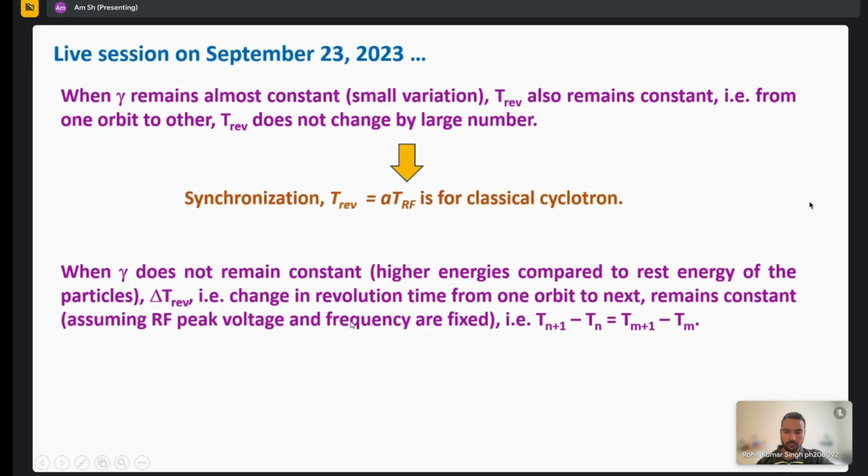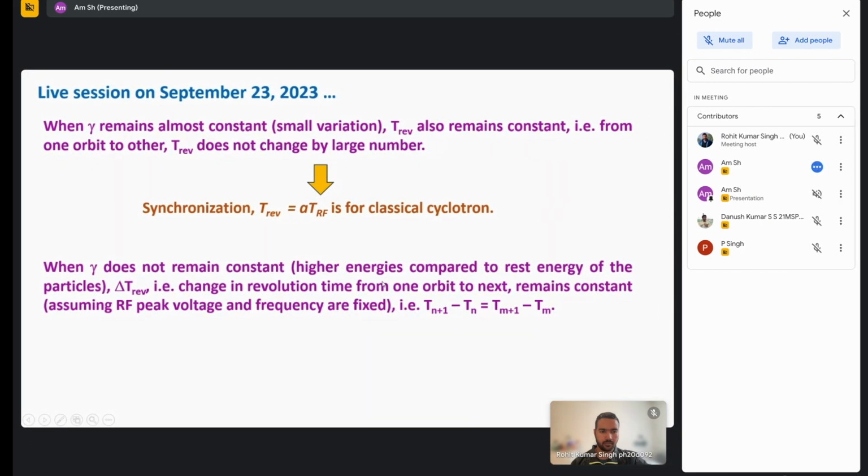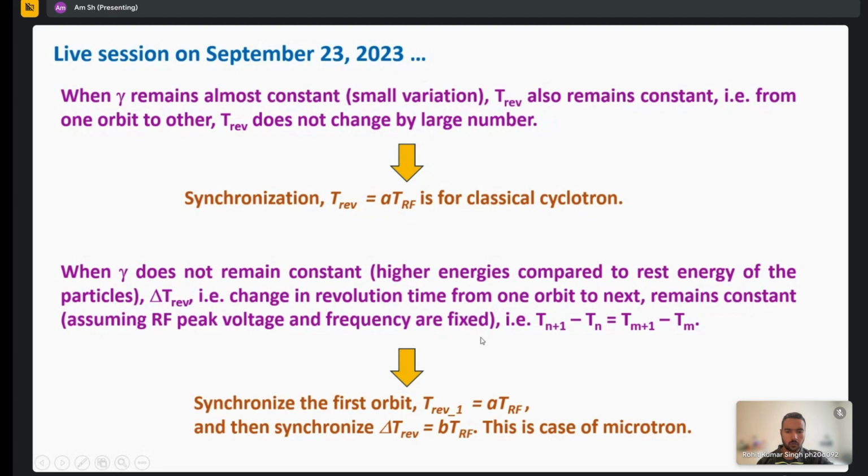So if it is passing through the same magnetic field again and again, and in each turn it is getting energy from the RF field, the gamma changes and the revolution time also changes. And that change is actually proportional to delta E. So delta E, we are getting delta E due to applied voltage in the RF field.